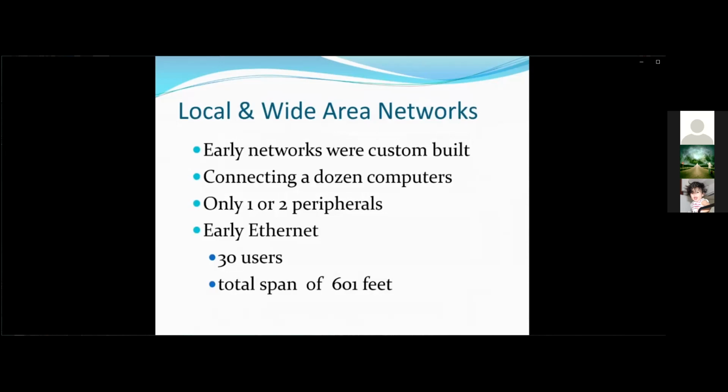Early networks were custom built, connecting a dozen computers with only 1 or 2 peripherals. By the way, peripherals also pertain to the hardware that will be used to share, such as a printer or scanner. The early Ethernet consisted of 30 users and a total span of 600 meters.